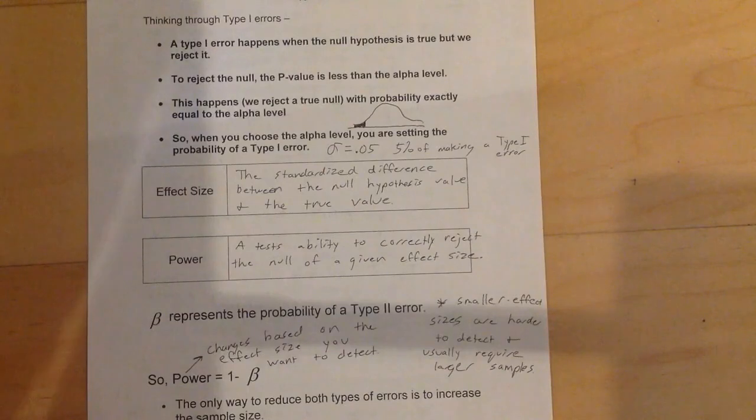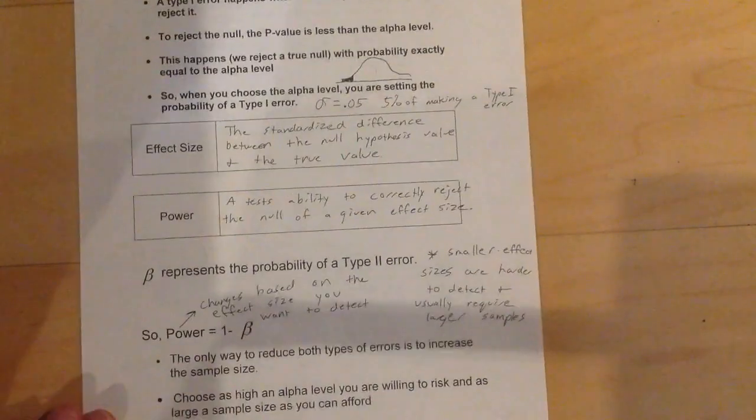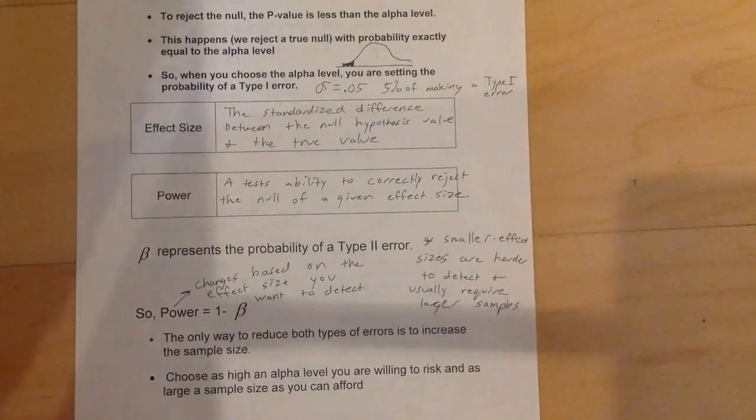All right. So generally the way this works is the only way to reduce both types of errors at the same time is to increase your sample size. All right. Because normally there's this push and pull. If you increase the odds of making a type 1 error, you decrease the odds of making a type 2 error. If you increase the odds of making a type 2 error, you decrease the odds of making a type 1 error. And there's this push and pull. So the only way to reduce both types of error at the same time is to increase sample size.